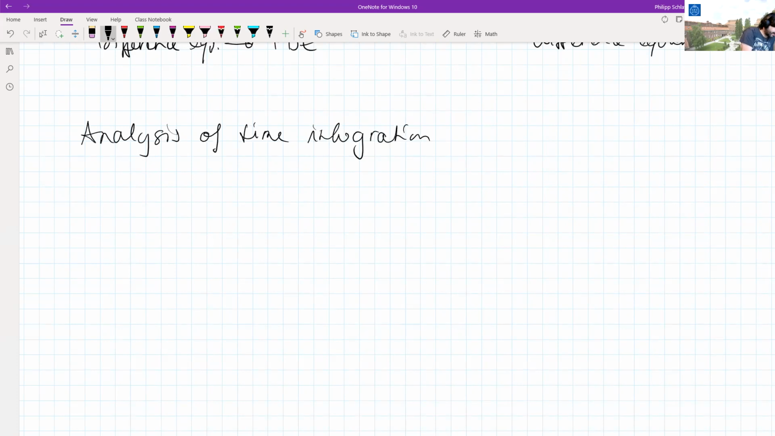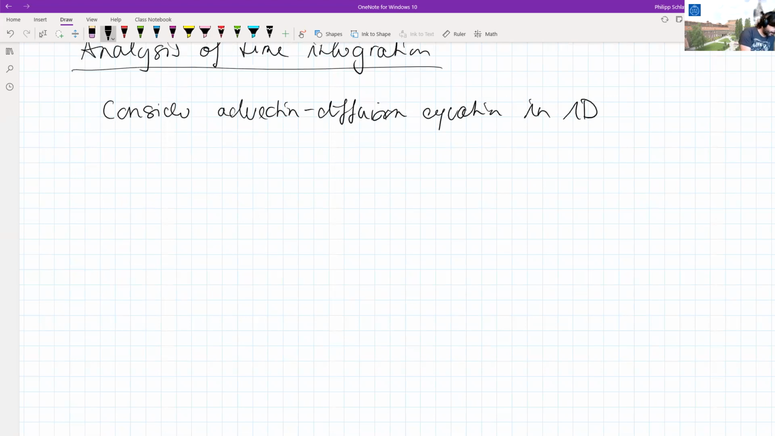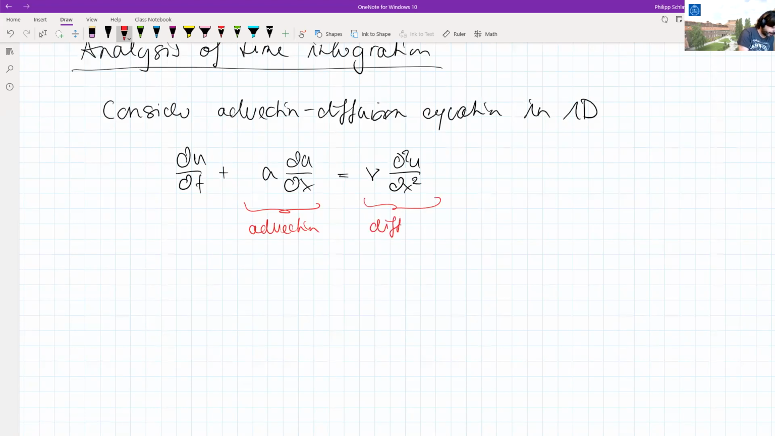And once more, I would actually like to start with an interesting equation. So consider now the advection diffusion equation. I start in 1D, but we will go to 2D afterwards. So how does this look? du/dt, that's the time derivative. Then I have the advective part, a times du/dx. And that's the same as nu times d squared u/dx squared. That's an advection diffusion equation. Of course, this one here would be the advection part, and this one here would be the diffusion part.